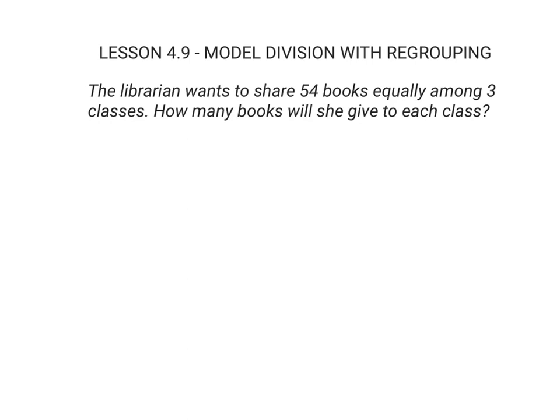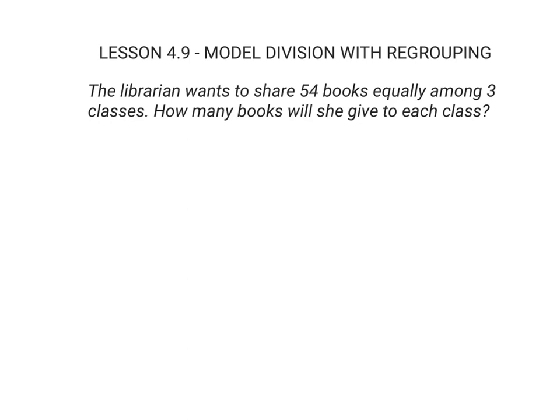To kick things off, we are going to do a problem out of page 177 in your GoMath book, if you have the book with you. If you don't, that's fine. The question is, the librarian wants to share 54 books equally among 3 classes. How many books will she give to each class? Before we do the traditional method, putting the 54 and the 3, we're just going to model it because I want to show you what this looks like.